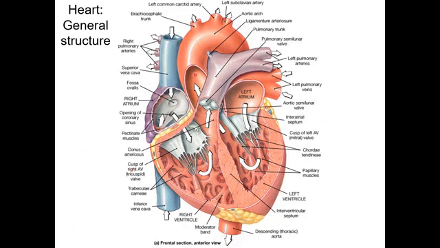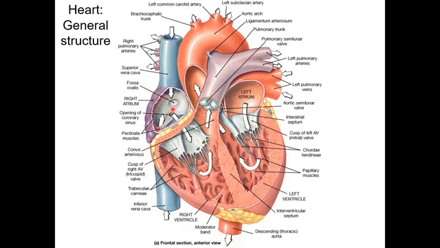Now we come to the heart itself. The heart is a muscular pump composed of a special type of muscle, the cardiac muscle. It is neither smooth nor skeletal muscle; it has features of both. Being a pump, it is also divided into chambers.